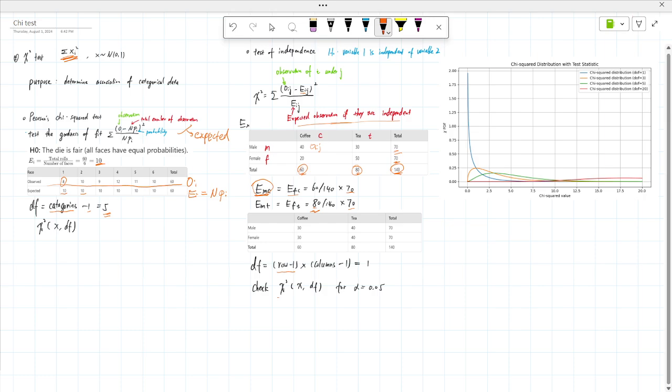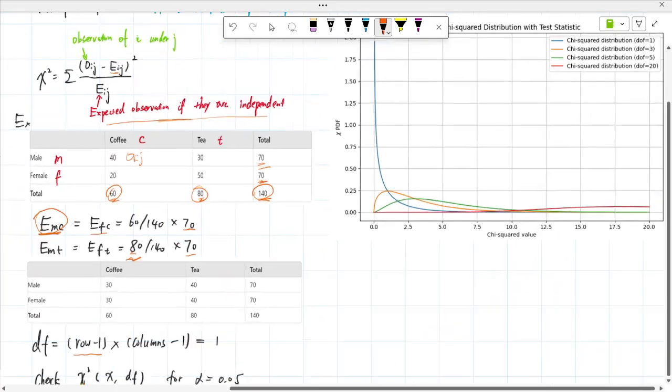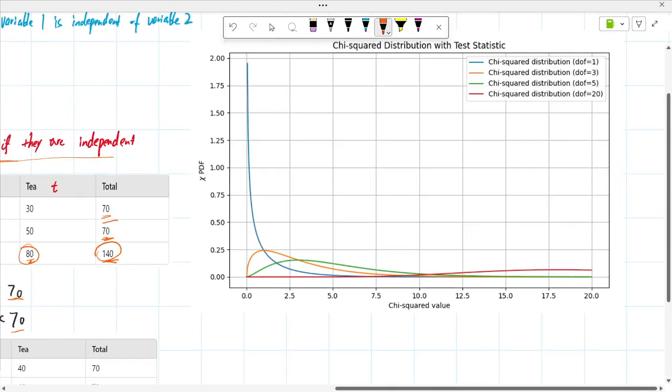I'm going to just check the chi-square in the table. And here is what it looks like as a chi-square with different degrees of freedom of 1, 3, 5, and 20.